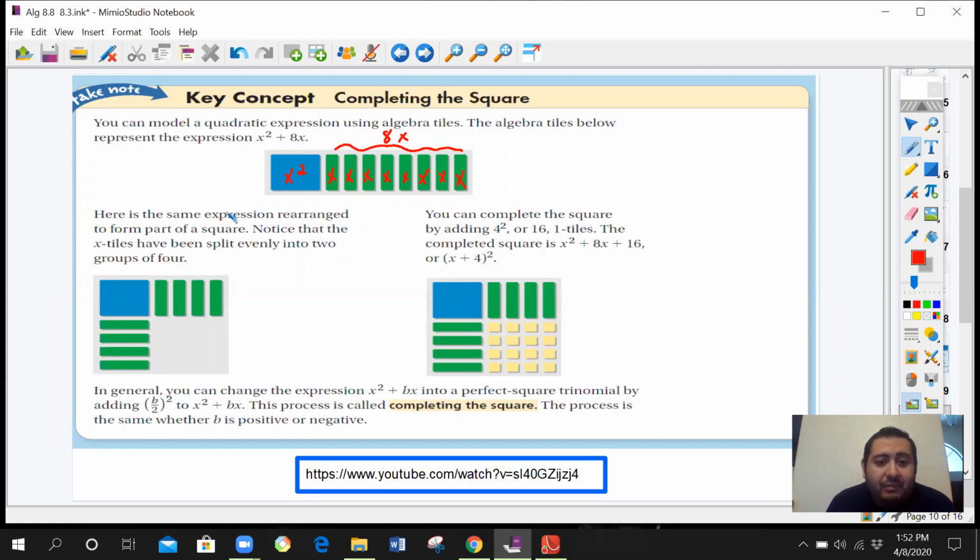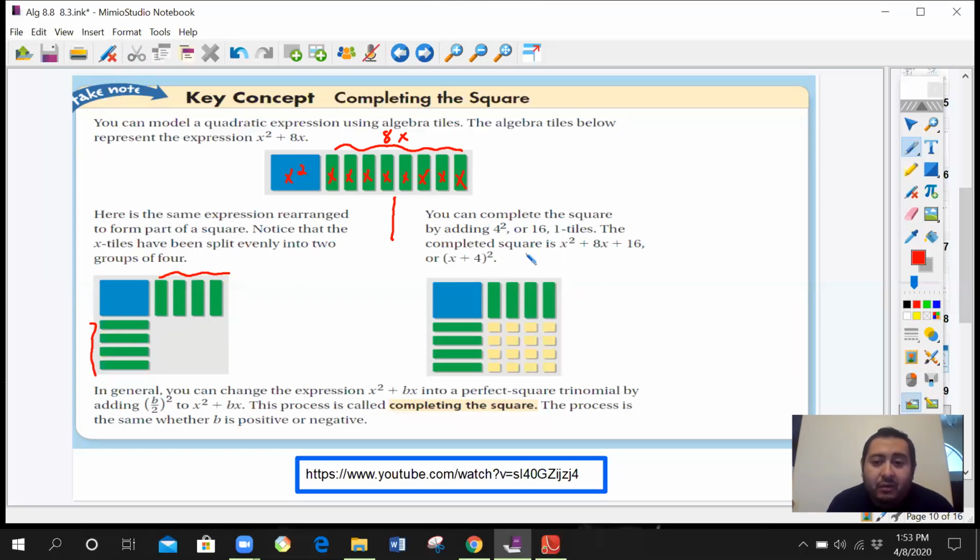Here is the same expression rearranged to the form part of a square. Notice that the x tiles have been split into two even groups of 4. We just grab this information, split it in half, and put one half here and the other half here. So you can complete the square by adding 4 squared, or 16 tiles of 1.